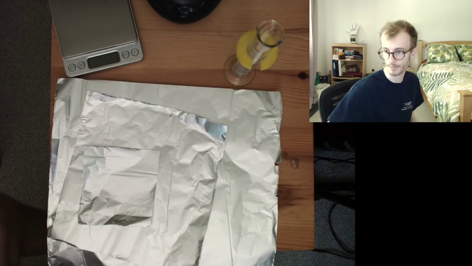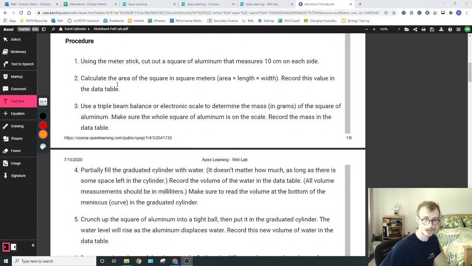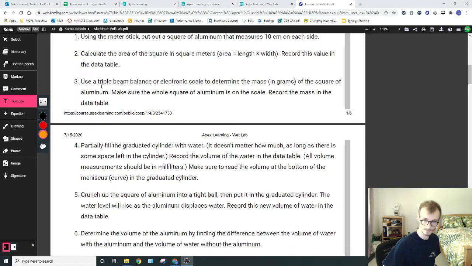If we look back at the procedure, the next thing to do is to calculate the area. We'll put that in the data table, but I'll let you do that on your own. 10 by 10 is just 10 times 10, 20 times 20. Then we need to use the balance to measure the mass of the aluminum. I'm going to first crunch up the aluminum so that it will fit on my scale.